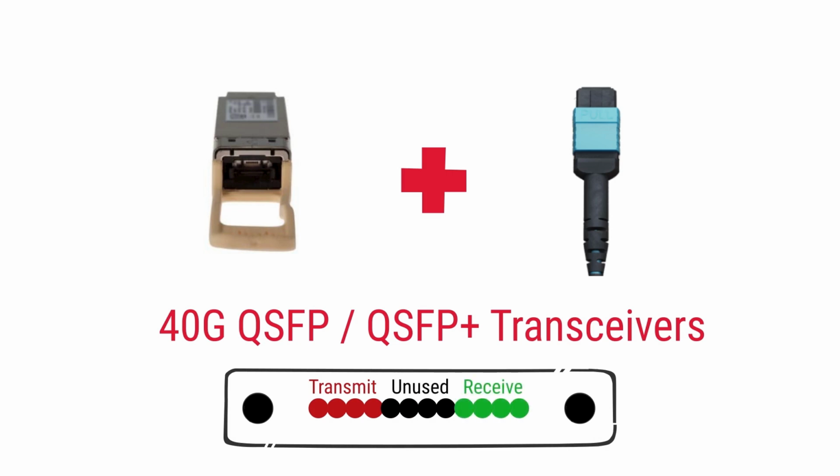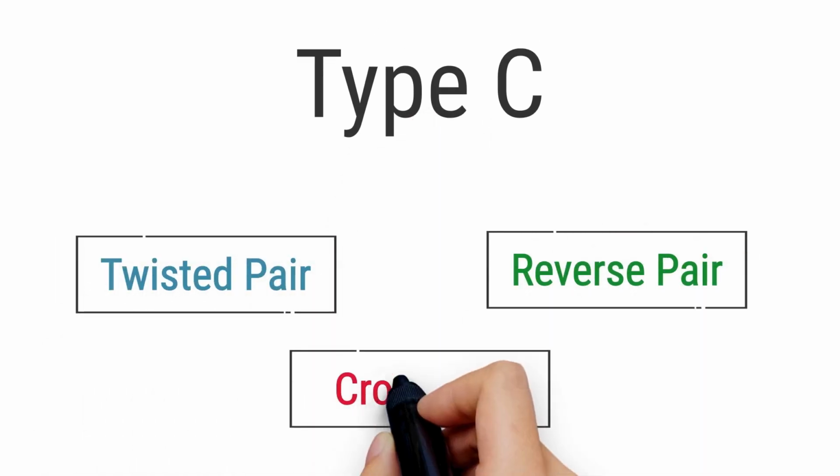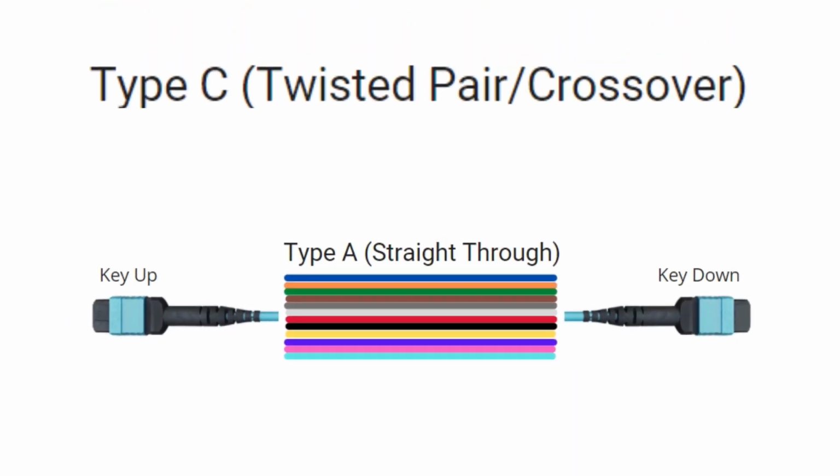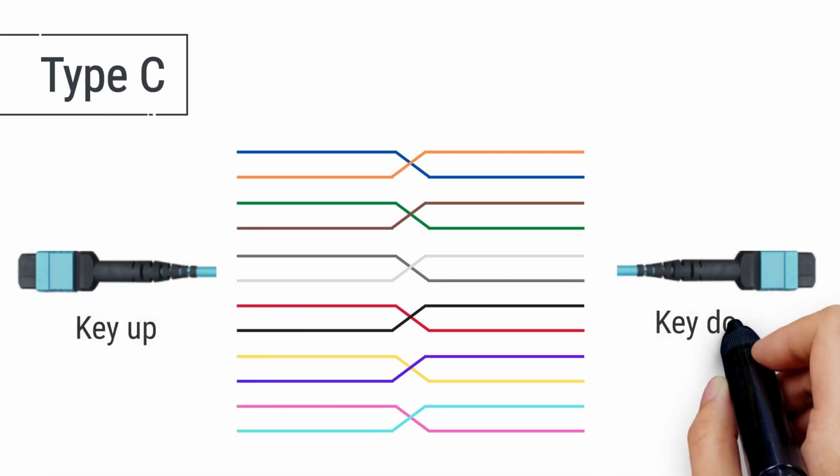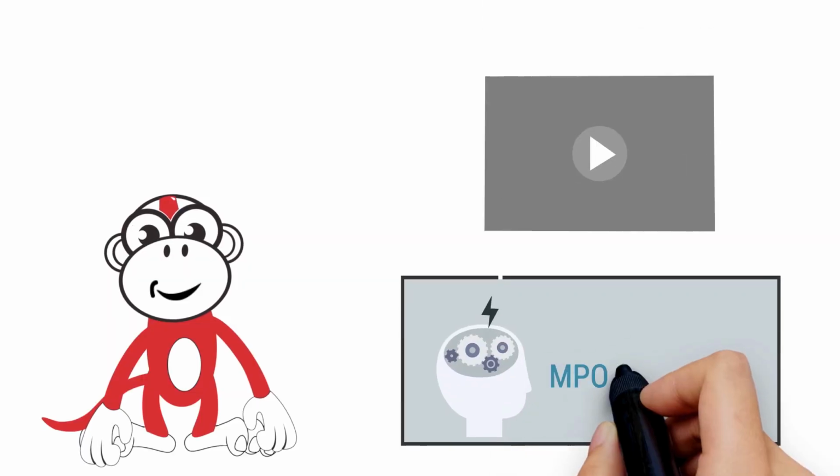achieve 40G connections. Type C cables are also known as twisted pair, reverse pair, or crossover. The polarity of these cables is very similar to Type A, straight through, except for in Type C, each pair of fibers is crisscrossed, so the fiber in position 1 on one connector will arrive in position 2 on the other connector. We hope this video has helped you better understand MPO polarity.